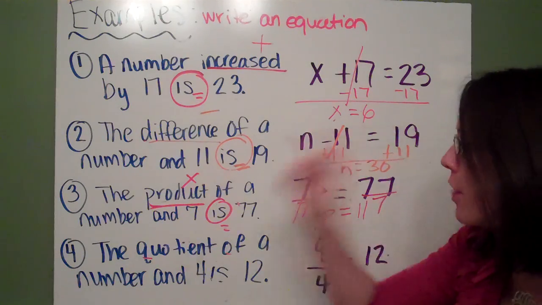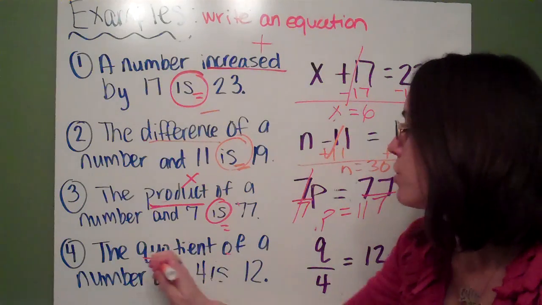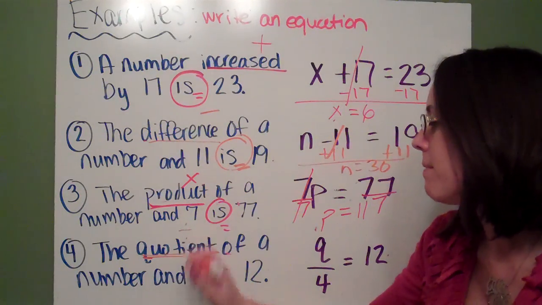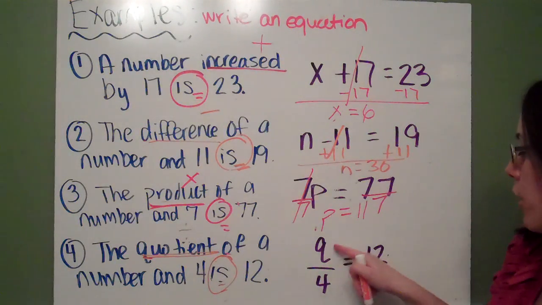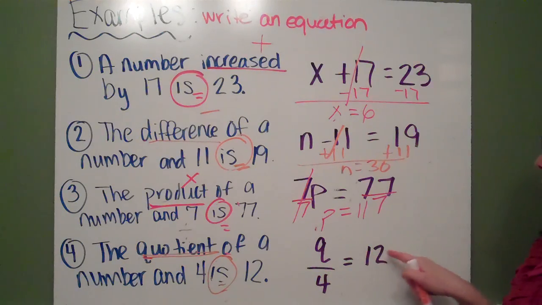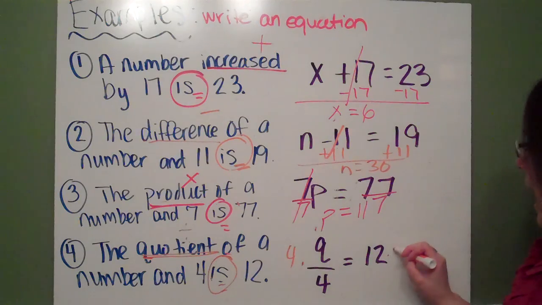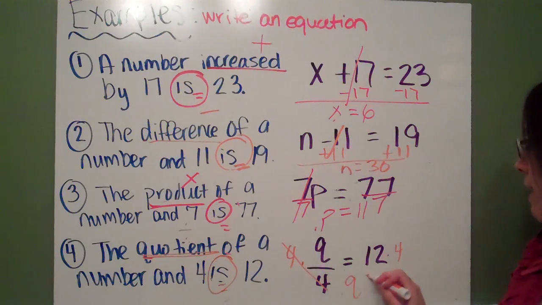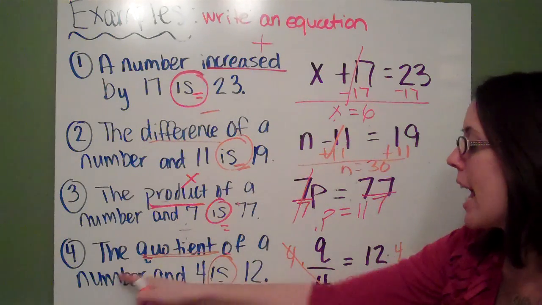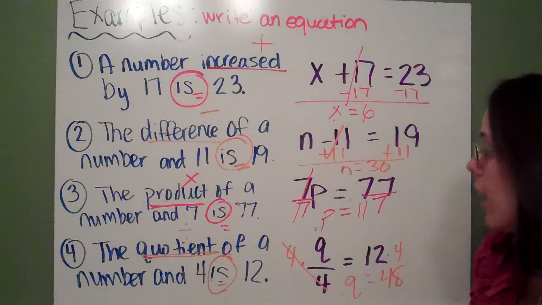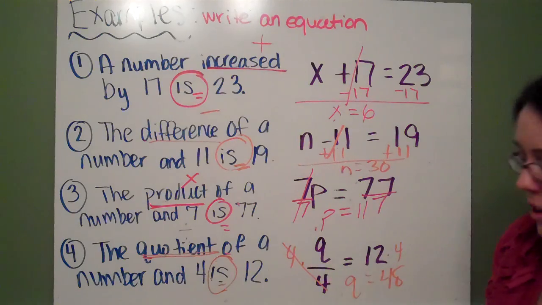Example number 4. The quotient of a number and 4 is 12. Quotient tells us to divide, and is tells us to use an equal sign. The quotient, q divided by 4, equals 12. To get rid of a divide by 4, you'll times by 4 on both sides. Your 4's cancel, you're left with q equals 48. Let's check ourselves. The quotient of 48 and 4 is indeed 12. Notice how I wrote my multiplication and division here, using the ways that I prefer you to do it.